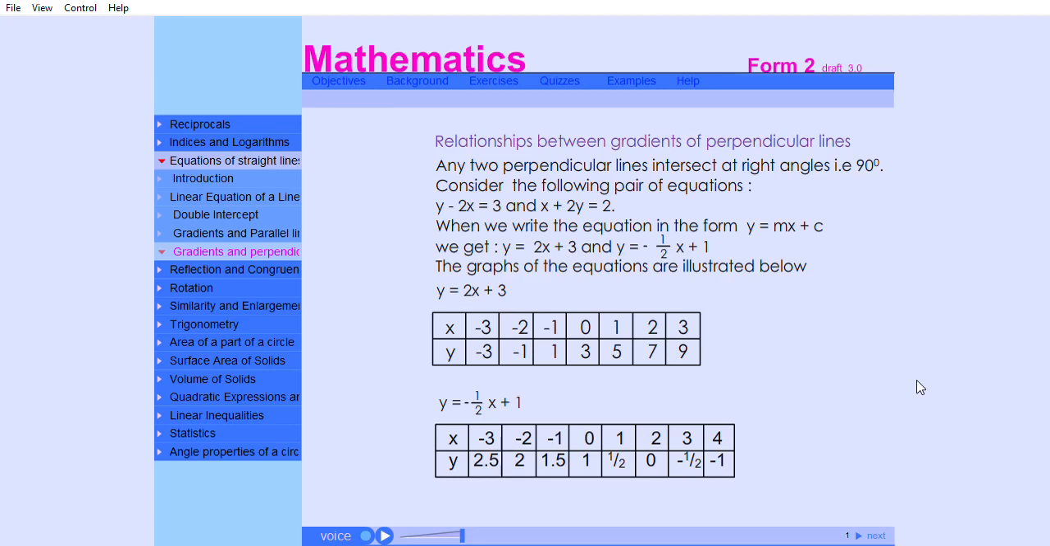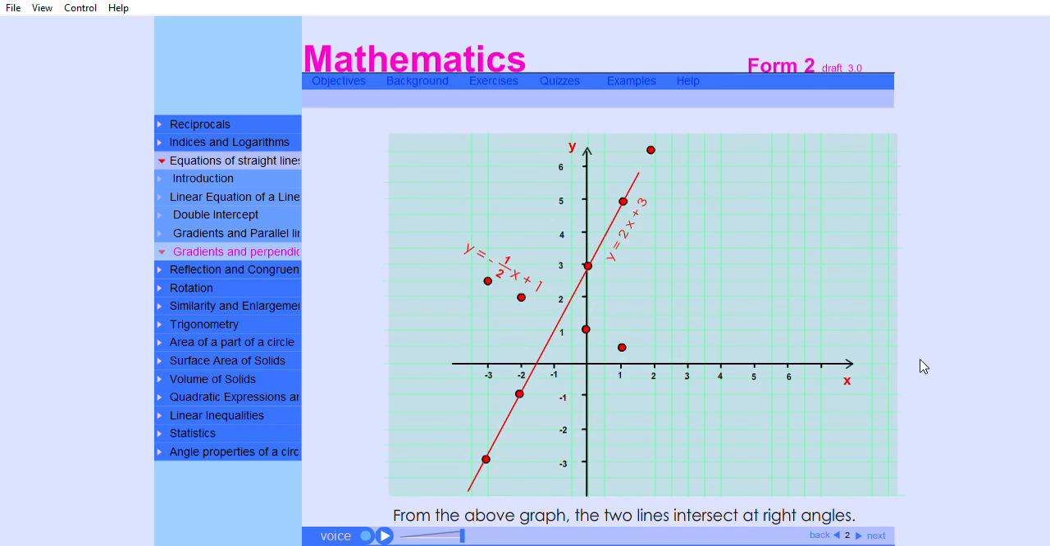When we write the equation in the form of y is equal to mx plus c, we get y is equal to 2x plus 3. Y is equal to negative 1 over 2x plus 1. The graphs of the equations are illustrated below. Y is equal to 2x plus 3. Plotting the equations on the same Cartesian plane. Note, from the graphs, the two lines intersect at right angles.